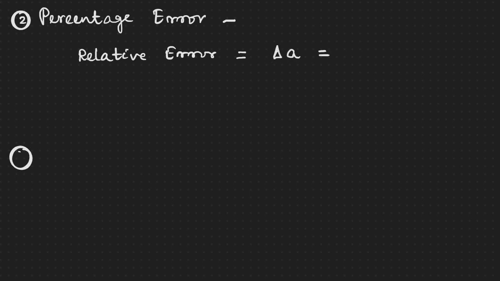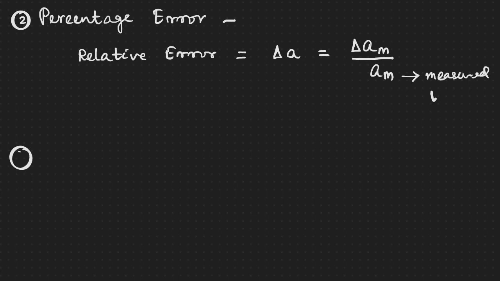What is delta A? Delta A mean divided by the mean value, right? We are taking it like this: mean absolute error divided by mean value. Now this is the relative error. It is defined as the ratio of mean absolute error to mean value of quantity measured. Now this is the measured value.